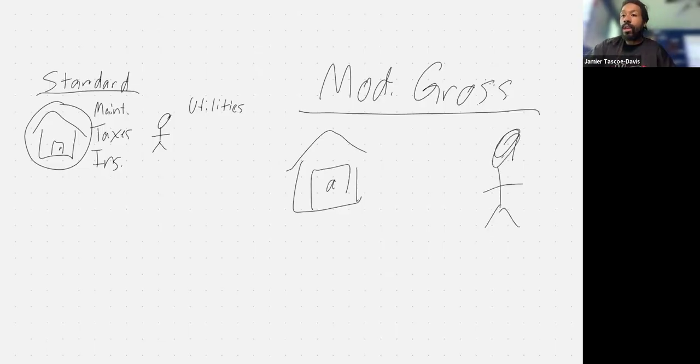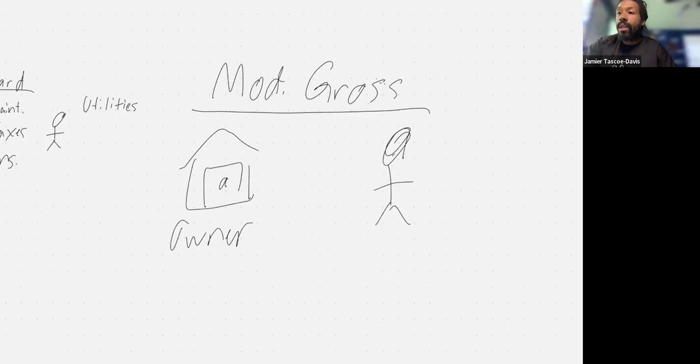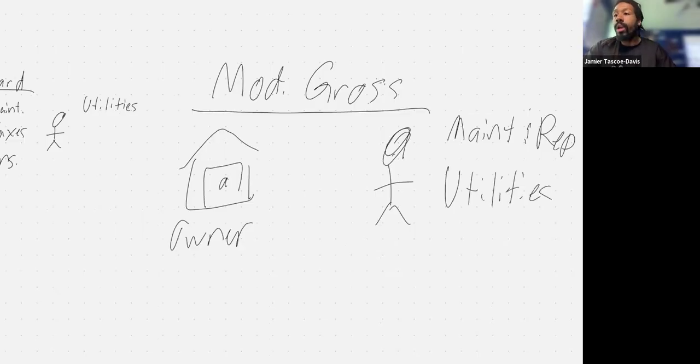And with the modified lease structure, the tenant grabs maintenance and repairs and the utilities. So that's one less thing that we have to focus on. And as the owner, we're now focusing on the actual building itself. We're focusing on taxes.